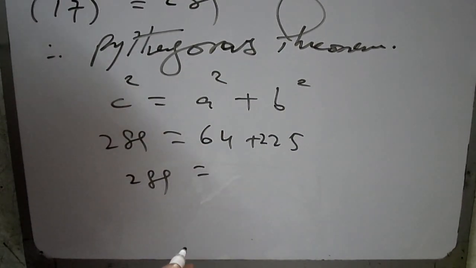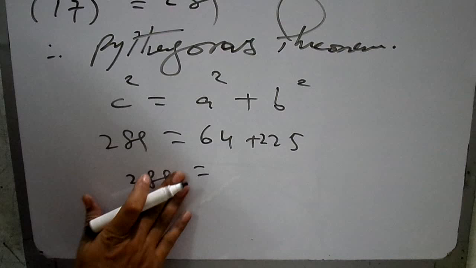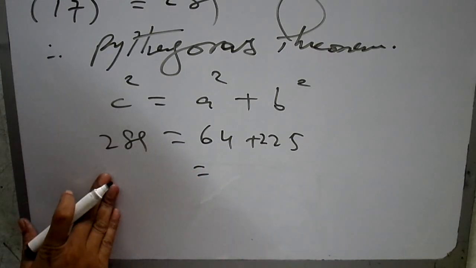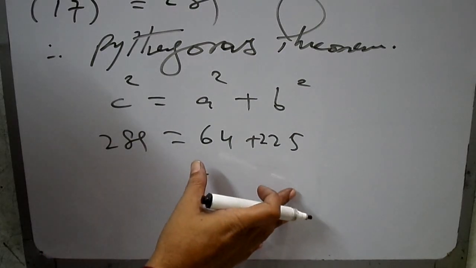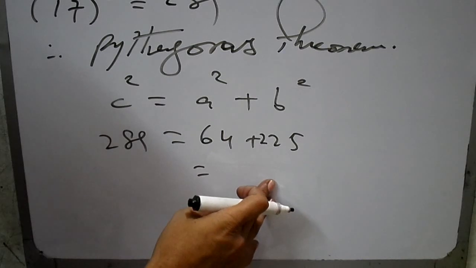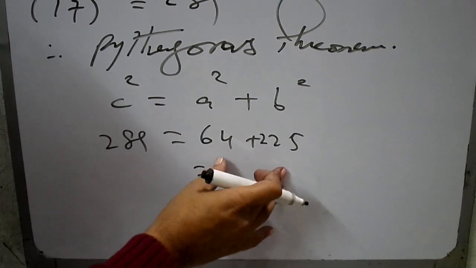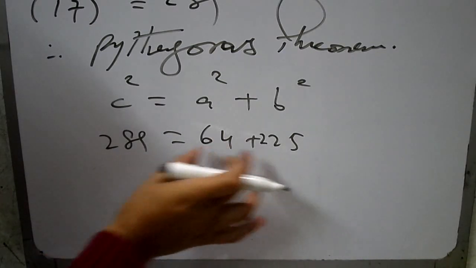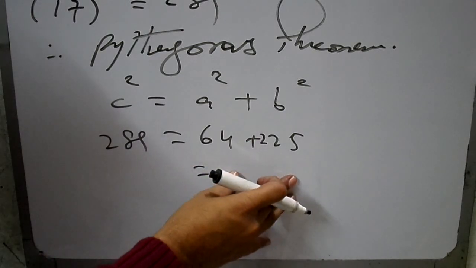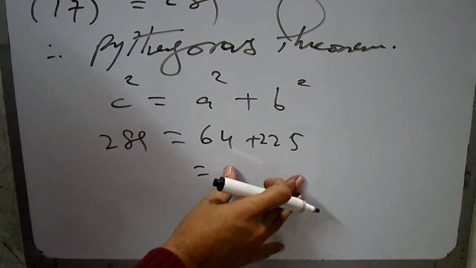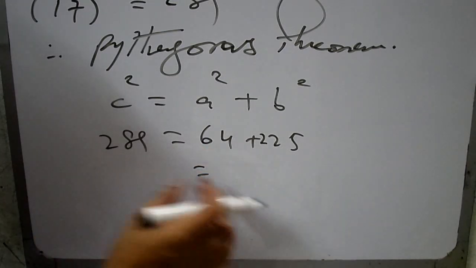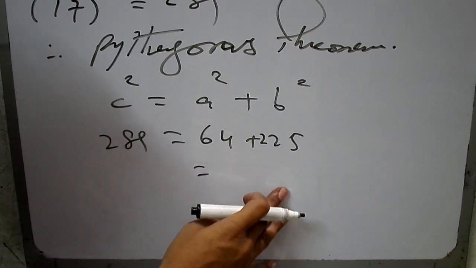So we have seen here 289, and you can see here 64 and 225, that is A and B. If you add, the left hand side will be equal to the right hand side. So Pythagoras theorem is satisfied here, because 225 plus 64 you will get 289, so left hand side is equal to right hand side.